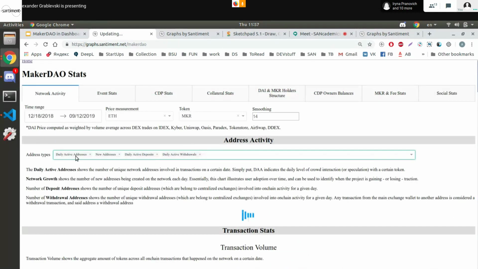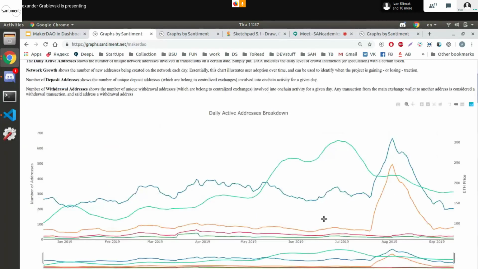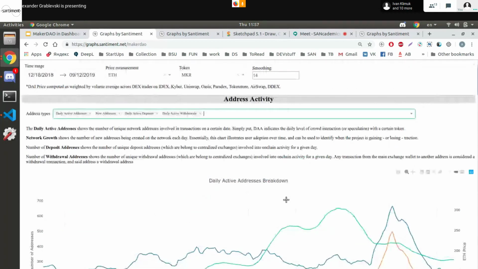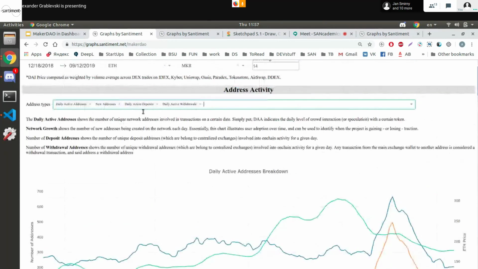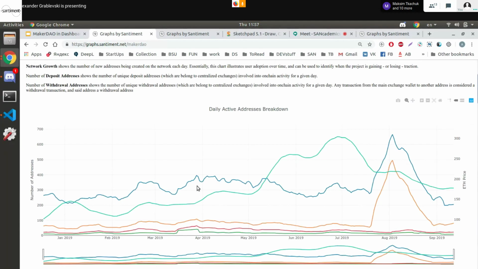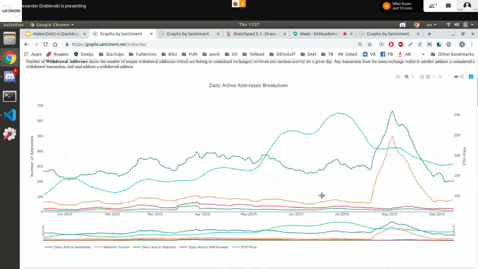That's basically all addresses that interact on a given day with a network. New addresses, that is the amount of addresses that just appear on the blockchain on that day. Daily active deposits, that's a number of deposit addresses that is used for central exchanges. And number of daily active withdrawals, that's amount of withdrawal addresses that is used for the withdrawals from central exchanges.